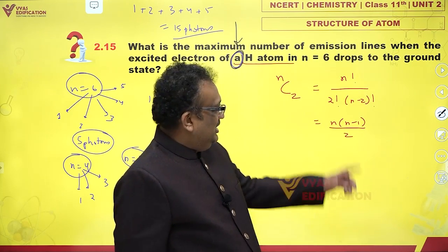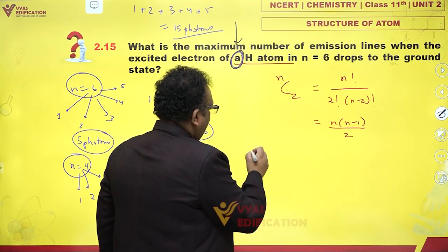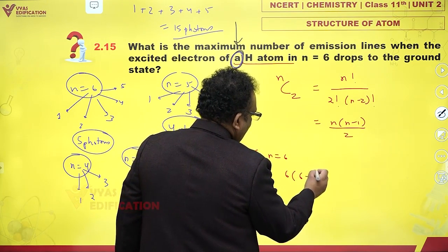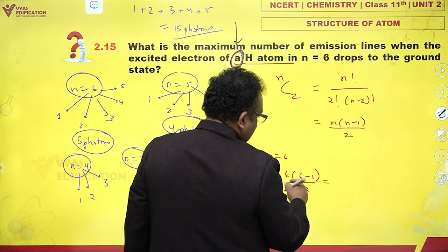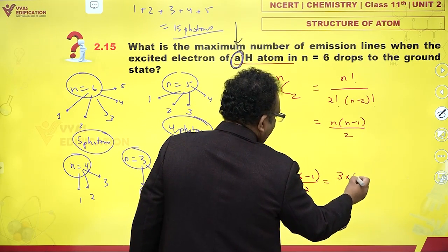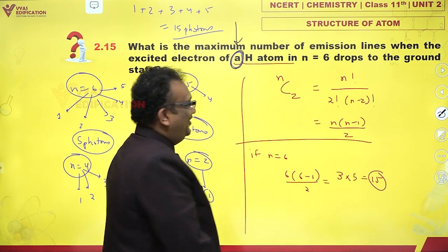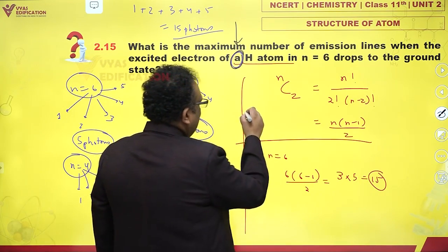Does this formula fit here? Yes. If n is equal to 6, then 6 into (6 minus 1) upon 2, which is 3 into 5, which is 15. See, we get this. So what is this?